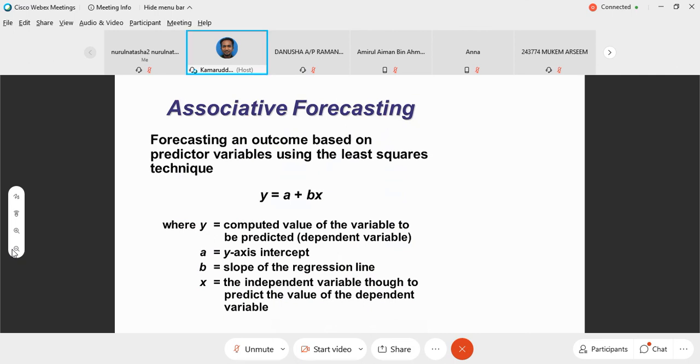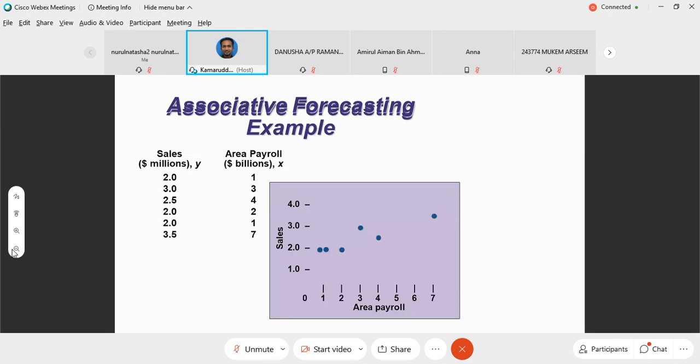Okay. The next technique of time series analysis is the associative forecasting technique, using the linear regression analysis, where we need to find the value of y equal to a plus b x.